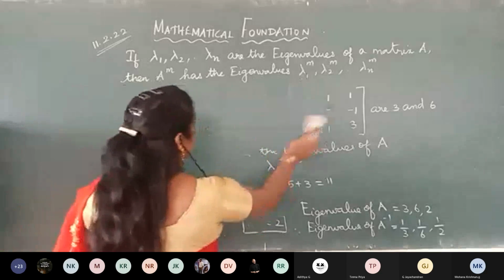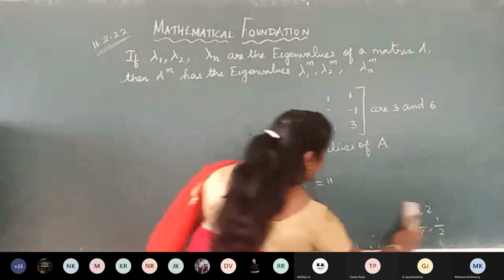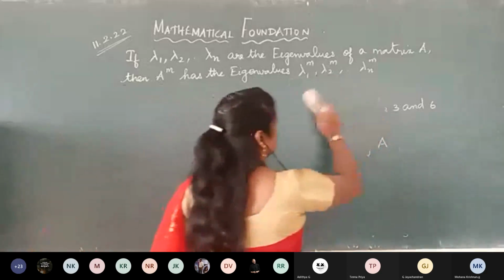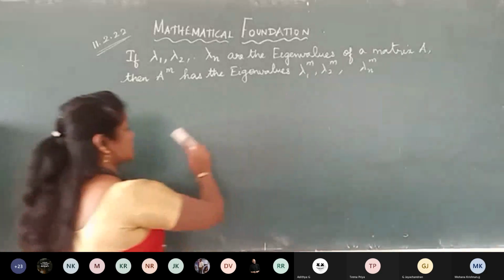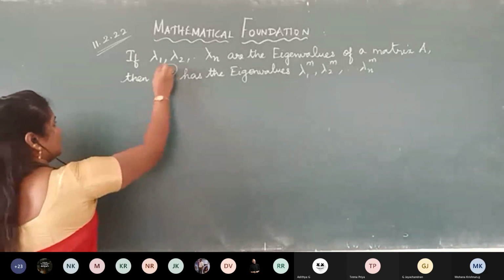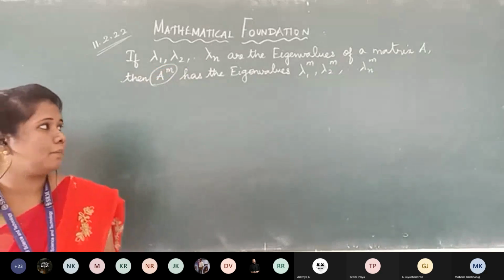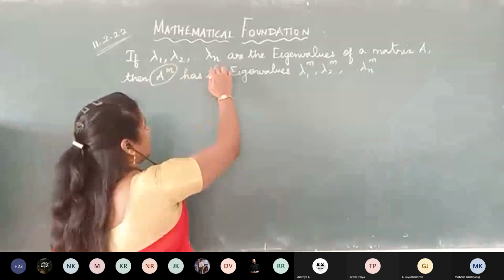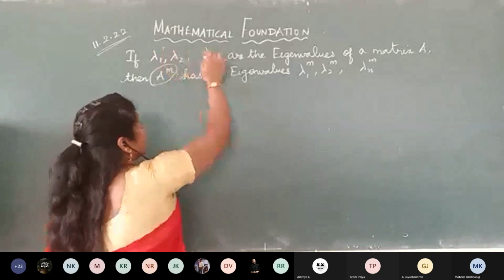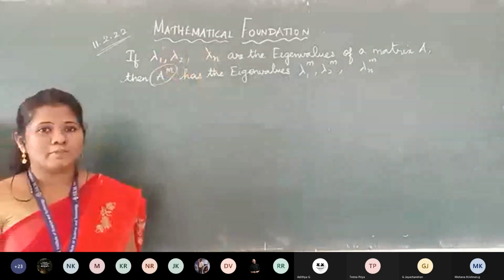So if lambda 1 up to lambda n are the eigenvalues of the given matrix, and they're asking you to find the eigenvalues of any power of the matrix, it is nothing but whatever lambda you're getting raised to that power. That will become the eigenvalue.